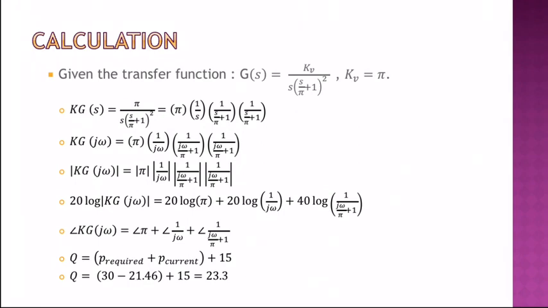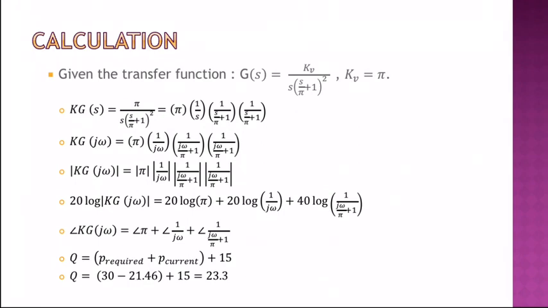So we took 20 log of the system of bode plot. So we have 20 log of K plus 20 log of 1 over j omega. An additional 40 log of 1 over j omega over p plus 1 comes because there are two terms of 1 over j omega over p plus 1. Okay, so that's all for the magnitude of the system.